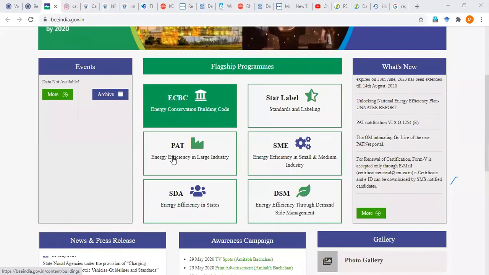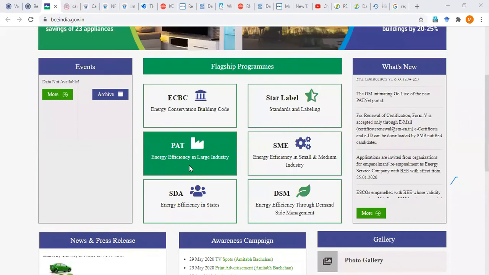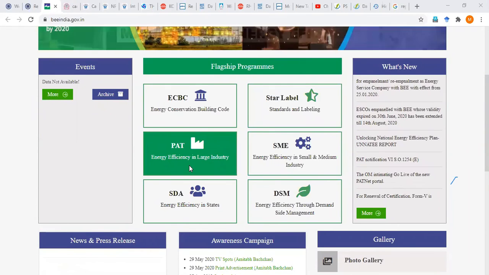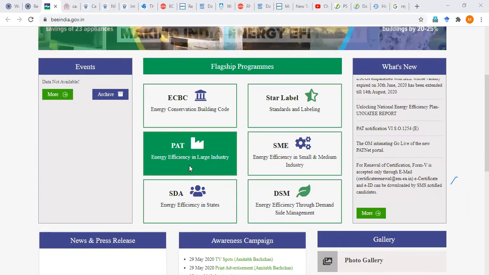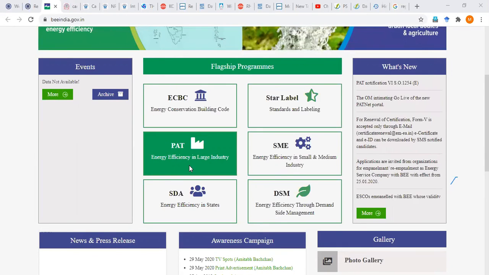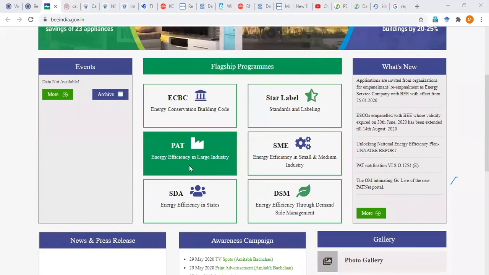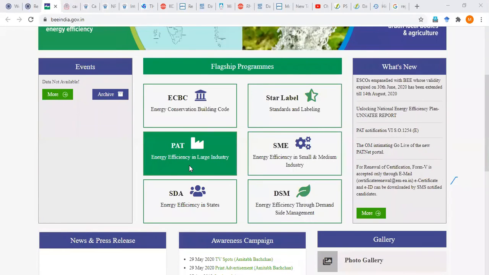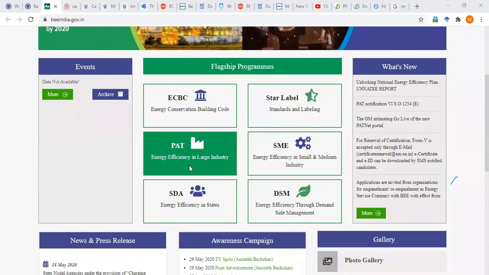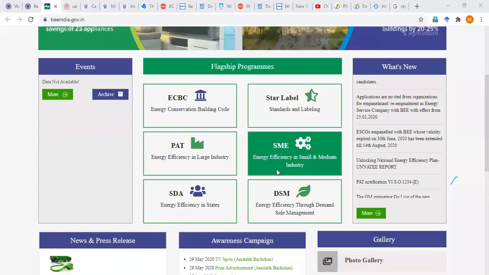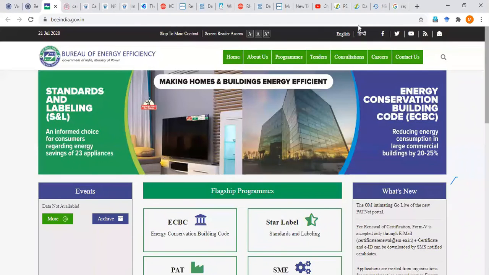Then the energy efficiency in large industries. Nowadays, the government is planning energy audits by energy auditors or managers, like a financial audit by a CA. Maybe in the coming future, we will come to know the details of that. But you may select this option as an energy auditor or manager for your career. Then energy efficiency for small and medium industries, and energy efficiency in states. And in the state, we have one organization.